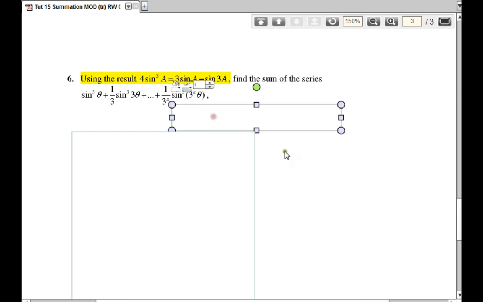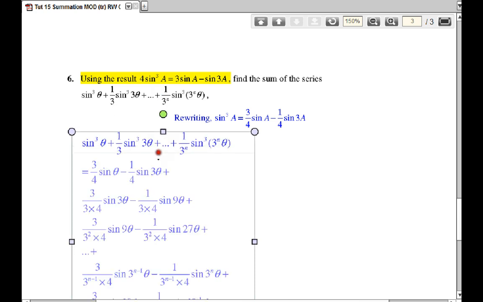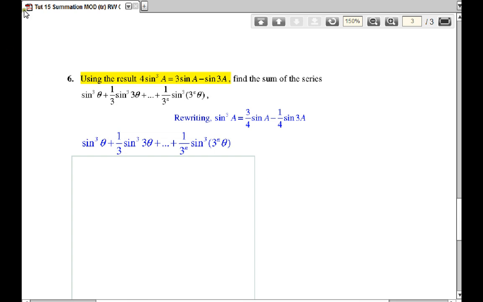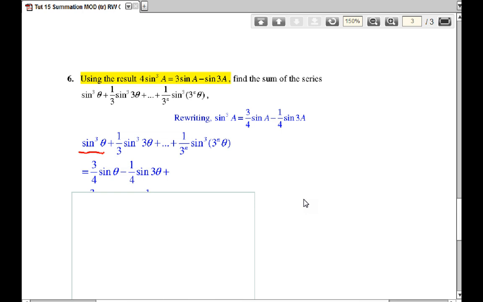So what I'm going to do is I divide both sides by 4. Divide the result that they want us to use, divide both sides by 4. Now, which means that if I use theta, let's do one term at a time. If it's sine cube theta, it will be 3/4 sine theta minus 1/4 sine 3 theta. Very simple, I just make use of this guy. Alright.